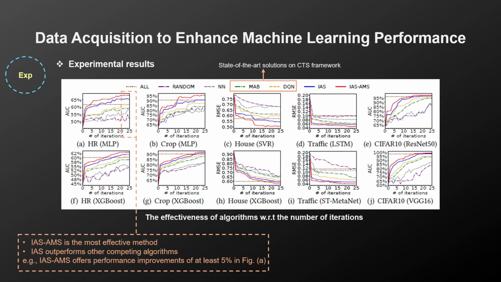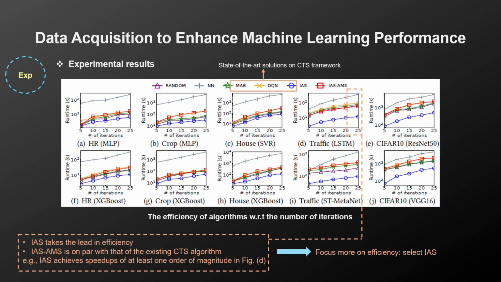In terms of effectiveness, IAS-AMS is the best performing method, and IAS also outperforms the other competing algorithms. For example, IAS-AMS delivers performance improvements of at least 5% in the results shown here. So, if we care more about effectiveness, IAS-AMS is the preferred choice.